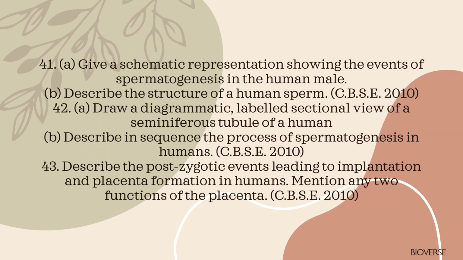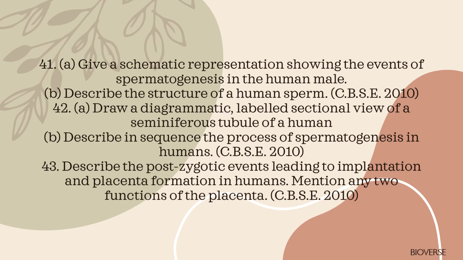Give a schematic representation showing the events of spermatogenesis in the human male. B. Describe the structure of a human sperm. A. Spermatogenesis schematic. Spermatogonium 2N to primary spermatocyte 2N to secondary spermatocyte N to spermatid N to spermatozoa N.